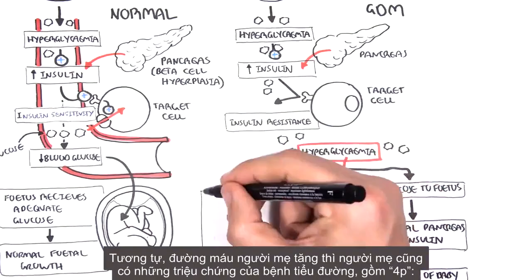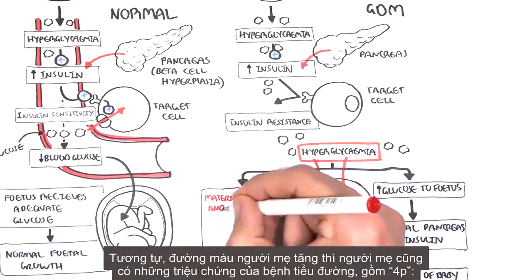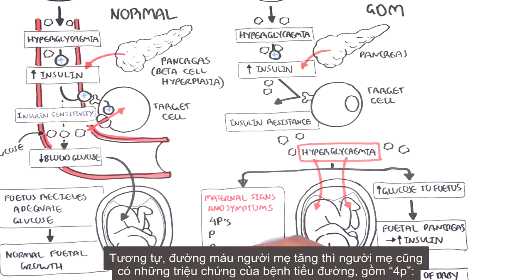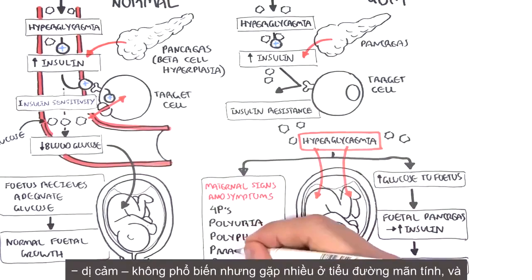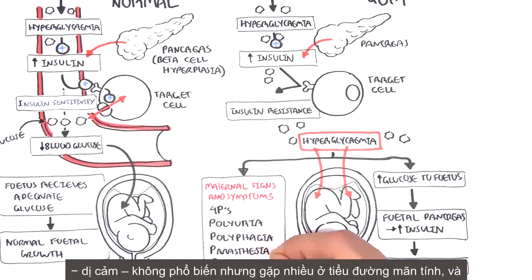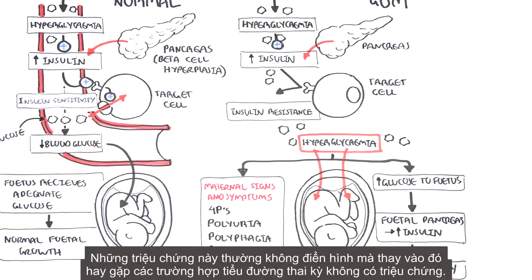Similarly, the increase in blood glucose in maternal circulation means that the mother can have symptoms of diabetes, which are the 4 Ps: polyuria, polyphagia, paresthesia, which is not actually common, but is more so in chronic diabetes, and polydipsia. These symptoms are not very specific for gestational diabetes. Instead, gestational diabetes is rather asymptomatic.